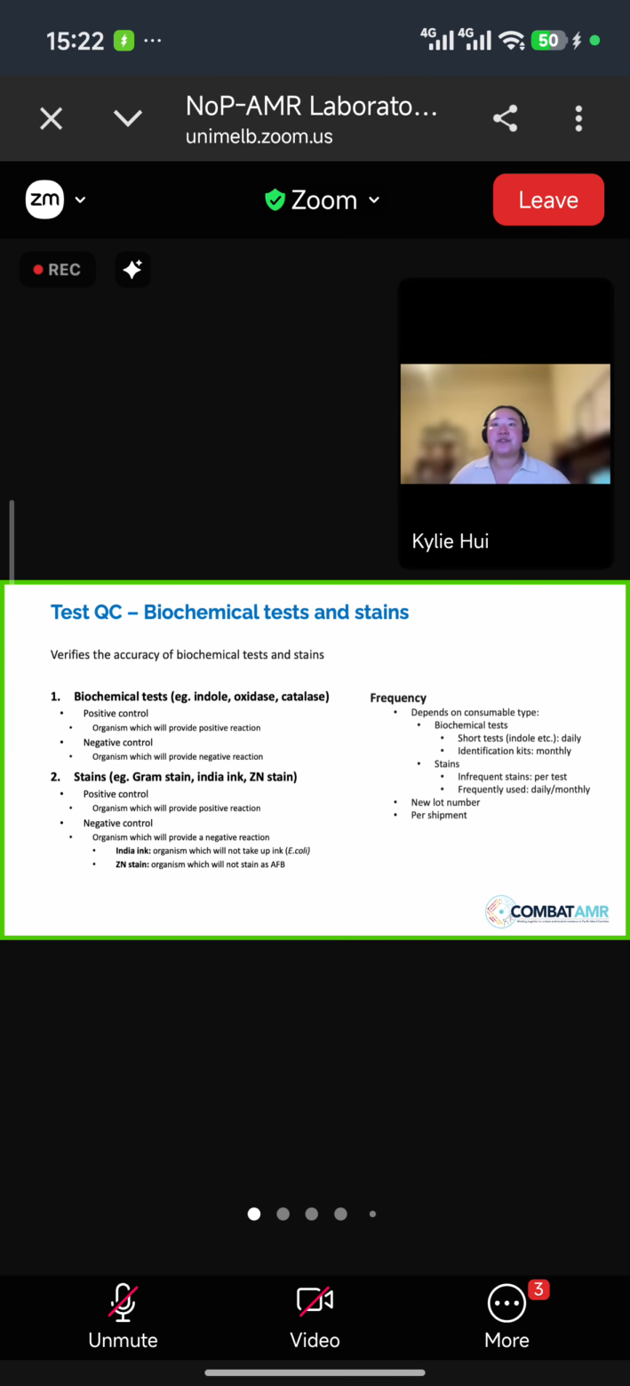So we have positive controls. So again, organisms which will provide a positive reaction. But having negative controls, it really depends on what type of stains you're looking at. So I've given 2 examples in there where India ink, you can have an organism that will not take up the ink. So for example, E. coli. A ZN stain, organisms will not stain as AFB. So you can have some negative controls which are mod ZN positive, but are ZN negative. So those are generally really, really good to have. But if not, you can just use something like an E. coli.